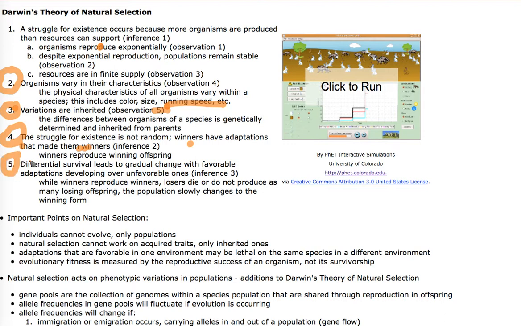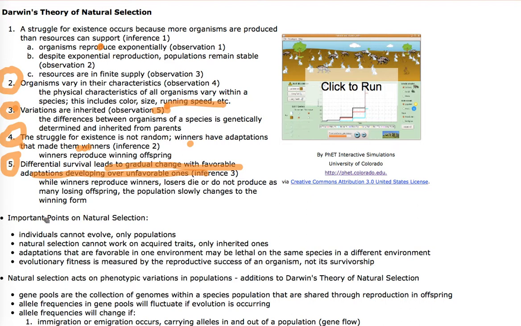Lastly, differential survival leads to gradual change, with favorable adaptations developing over unfavorable ones. The idea is that we have evolved with changes over time from ancestors that were different than we are now. So while winners reproduce winners, losers die or do not produce as many offspring. The population will slowly change to a winning form.